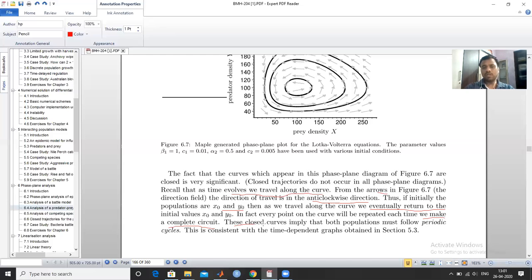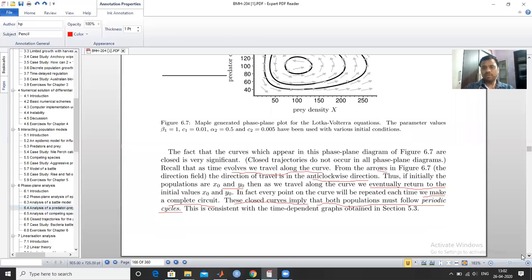So these closed curves imply that. What is the implication of this? Both populations must follow a periodic cycle. So this is the meaning of it. Since these are closed, there are periodic oscillations in the population with respect to time. That's clear. So this is the meaning of closed here: if oscillations are there, they are represented by closed curves.